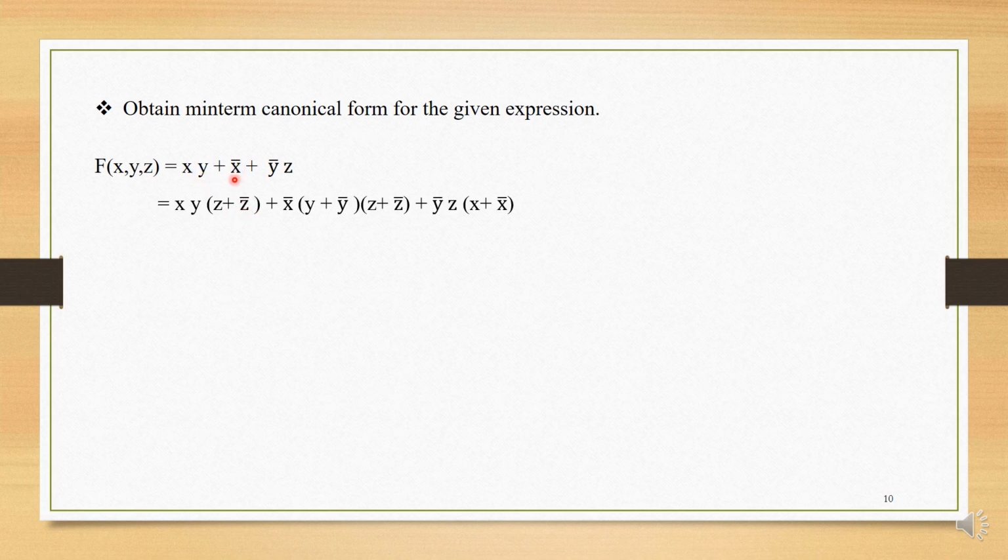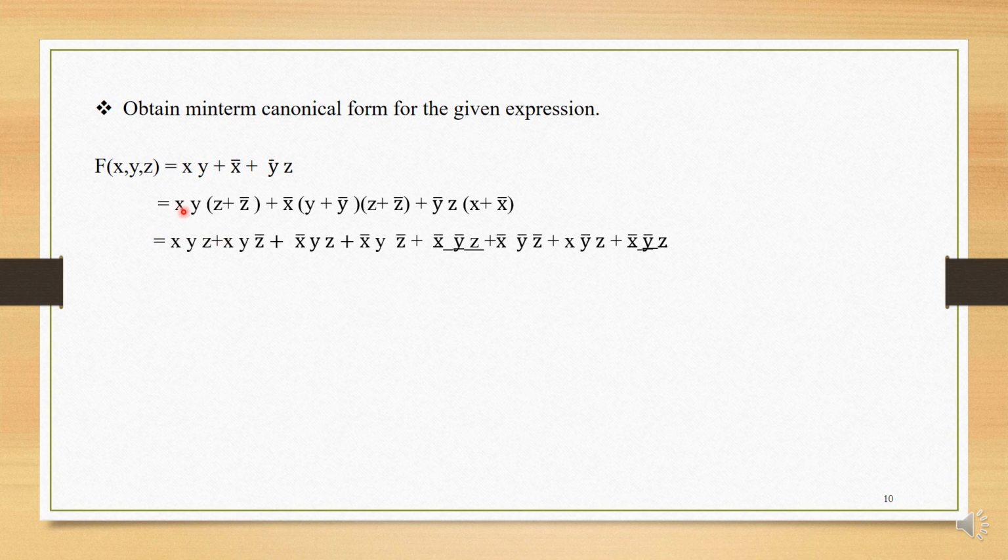Similarly, we introduce the missing variables in the second product term. The missing variables are y and z. Let us introduce y and z by giving the expression (y plus y bar) dot (z plus z bar). Similarly, the x variable is missing in the last product term, so let us introduce x in y bar z by multiplying with x plus x bar.